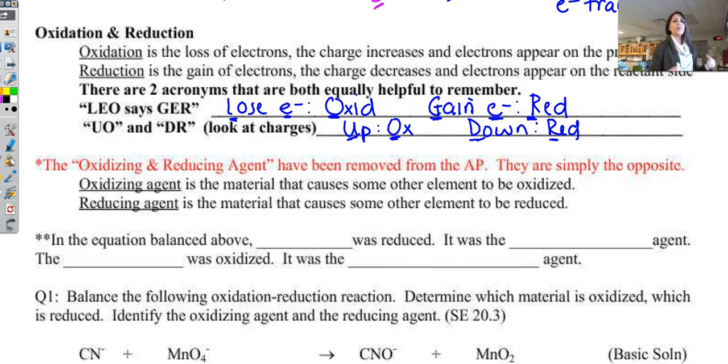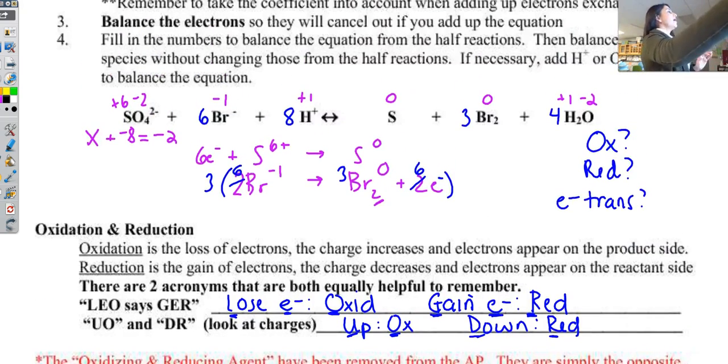Okay, so now just so you know, they've gotten rid of oxidizing agent. The agent is the one that helps the other one to be oxidized, so it's actually reduced, and the reducing agent is the one that's oxidized because it's helping the other element get reduced. So it's the opposite, but again, they've removed this from the AP.